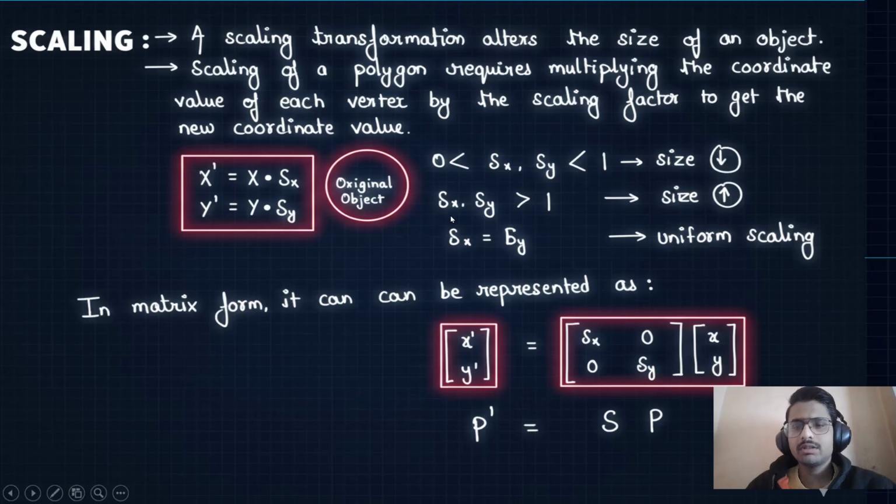If the scaling factor in x direction is equal to the scaling factor in y direction, that means there is no change in shape. It means uniform scaling. In matrix form, it can be represented as x dash, y dash is equal to the matrix sx, 0, 0, sy, times x, y. Sx and Sy are the scaling factors: Sx means the scaling factor in x direction and Sy means the scaling factor in y direction.